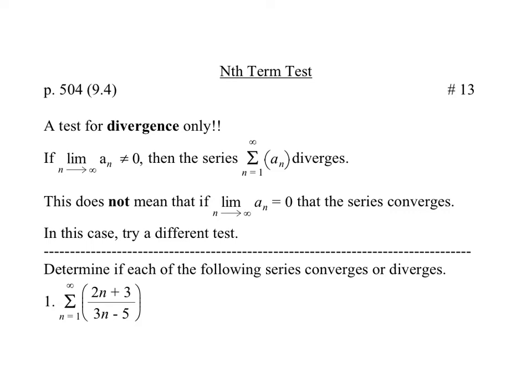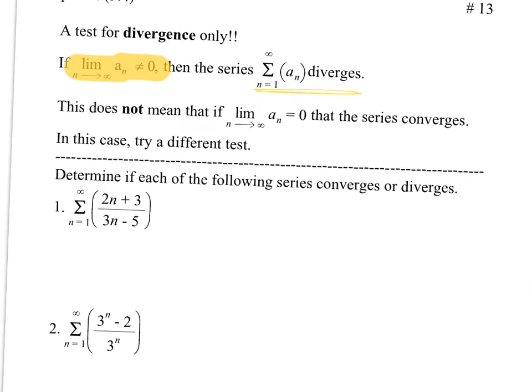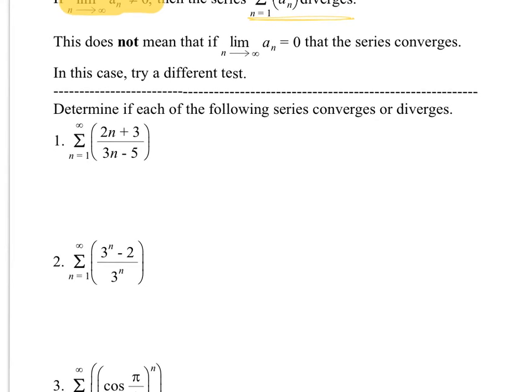This is talking about the nth term test. The rules at the top say that you take the limit to infinity, and if you do not get 0, then this series diverges. This is an easy one to start with, and almost always the first one you're going to do when you start talking about limits. So the first example here: determine if the following series converges or diverges.